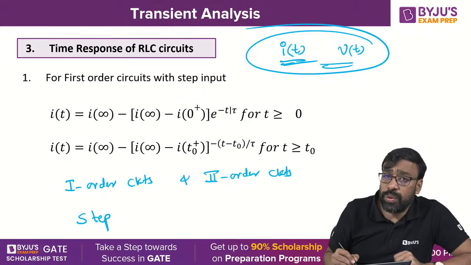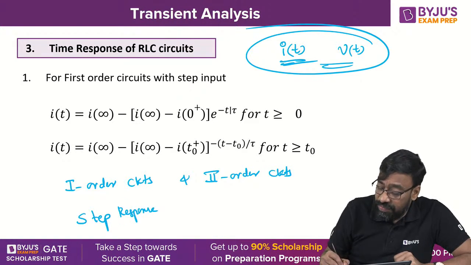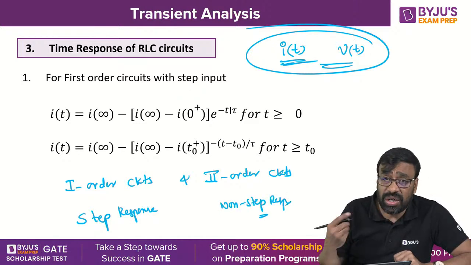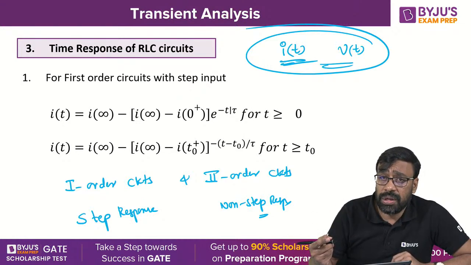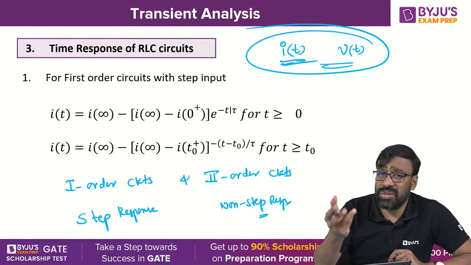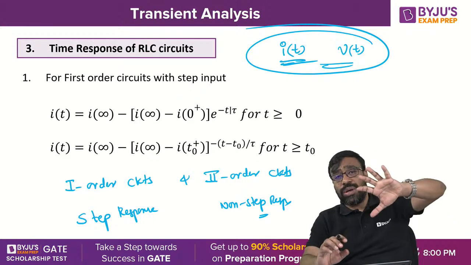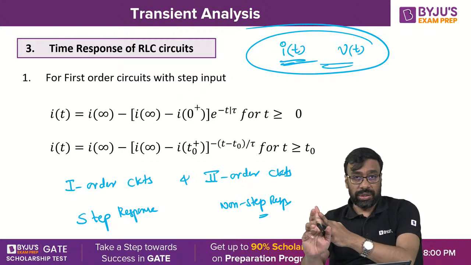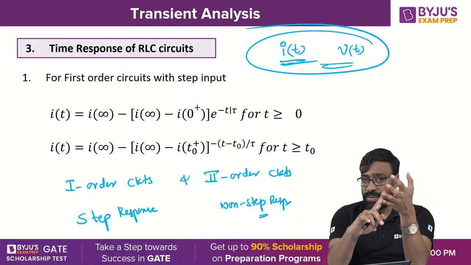What type of 2 responses you have, Nana? When you give step input, the resulting response is step response. When you give other than step input, it is a non-step response. Maybe sinusoidal, exponential, shifting functions, impulse input you are giving to the circuit. Then the resulting response is not step response, right? It is a non-step response. So 2 types of circuits you have: first order circuit and second order circuit. 2 types of responses you have: step response and non-step response.